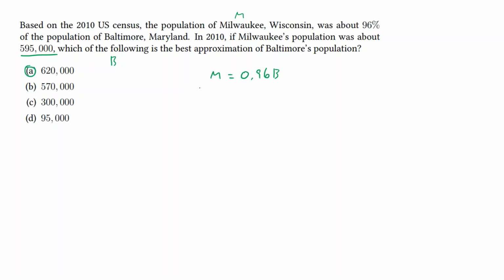To confirm this numerically, we plug in 595,000 for M, and we have 0.96B on the right. Dividing both sides by 0.96 yields a number that is approximately 619,792.